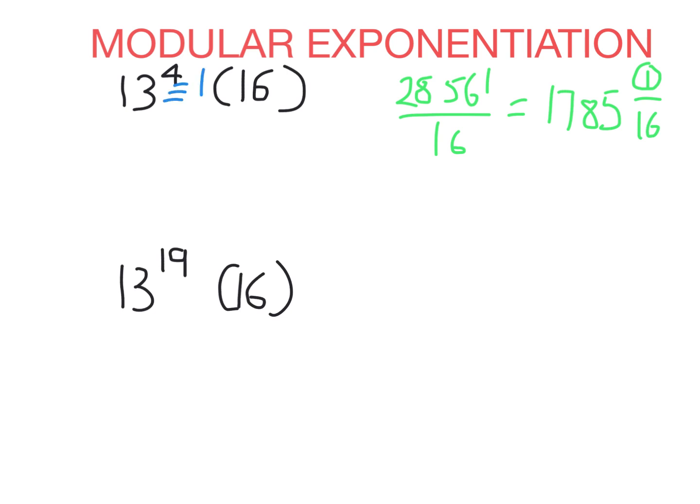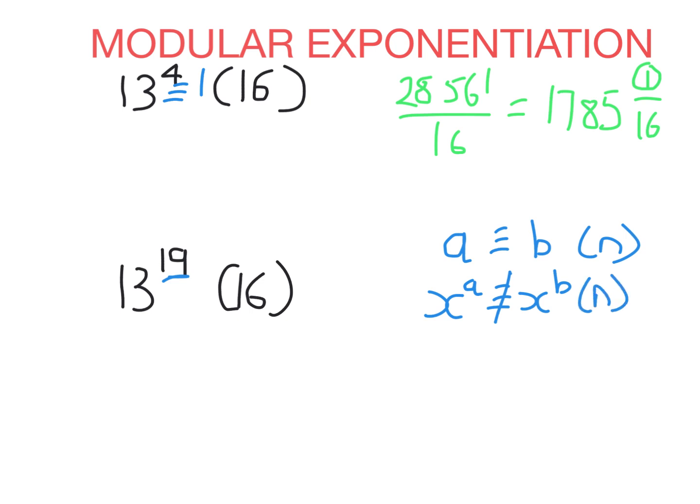Okay, but what about if we have something like 13 to the power of 19? Unfortunately, you can't reduce this number first. You see, if A is equivalent to B mod n, that doesn't necessarily mean that x to the power of A is equivalent to x to the power of B mod n. So we can't reduce this to 3 mod 16, unfortunately. We can still put it in our calculator, but we get a massive number in scientific notation. So that doesn't really help.